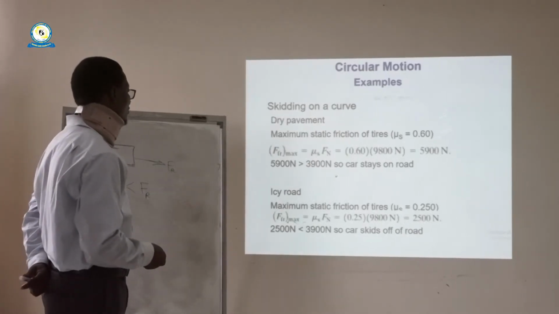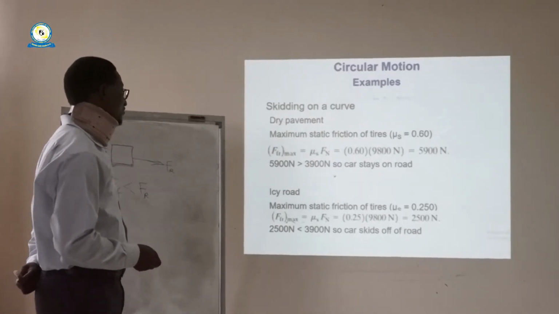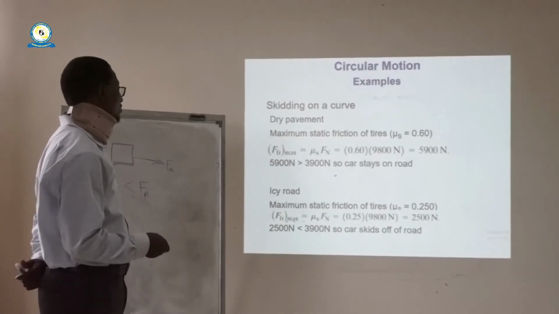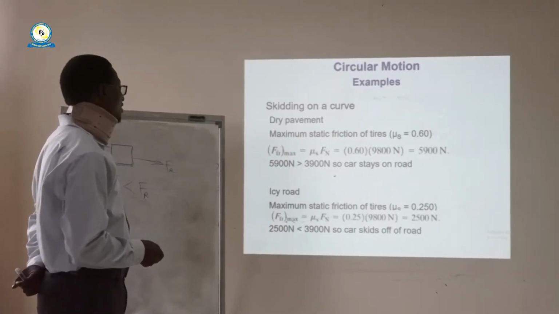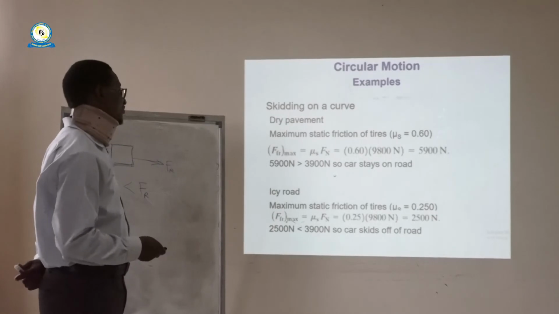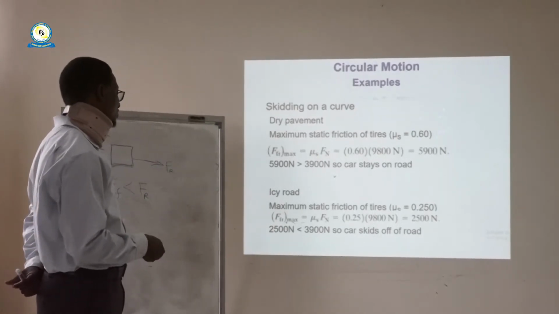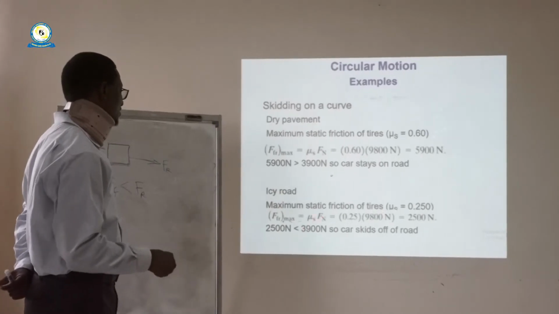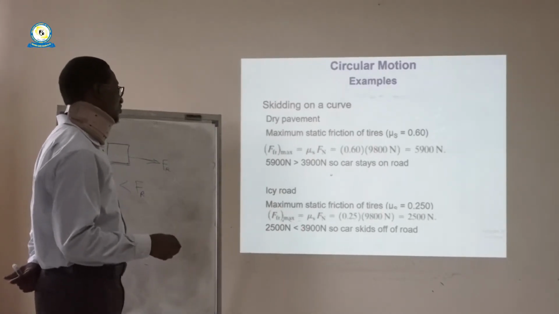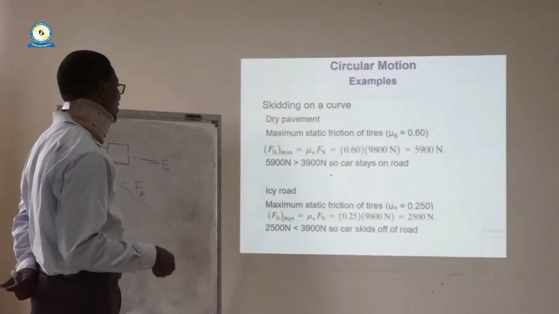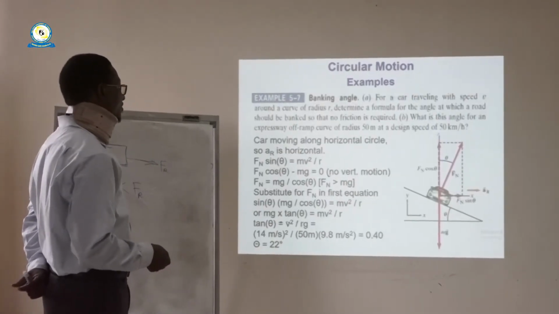Ice road, maximum static friction of tiles for ice roads. Static coefficient is equal to 0.25. You substitute in the formula, you get the force, and then you compare like before.